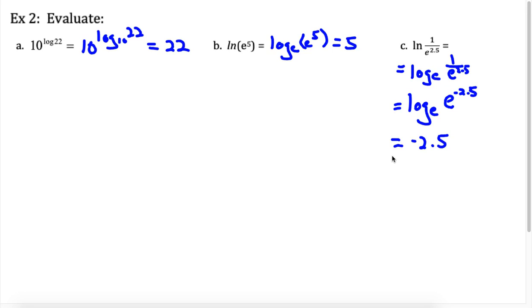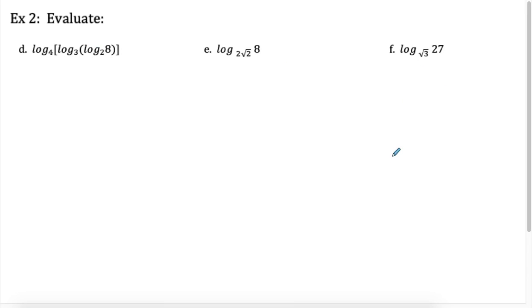All right. In these next three, we have different bases and different values. So on this first one, we've got a log inside of a log inside of a log. We want to start at the innermost value and work our way out. So here, log base 2 of 8. Okay, I just want to focus on that.